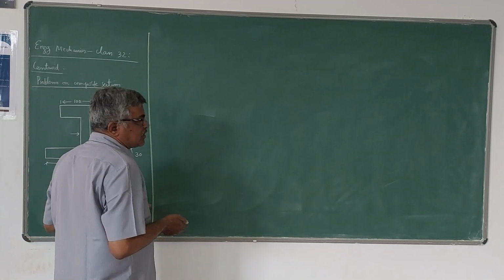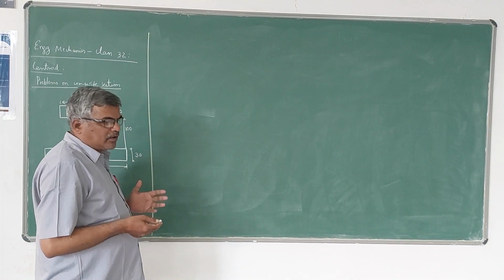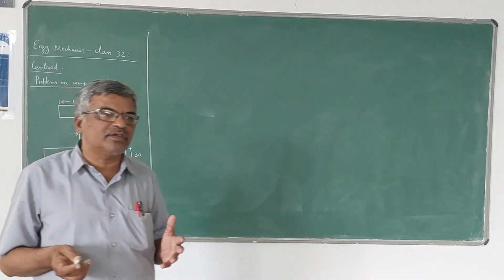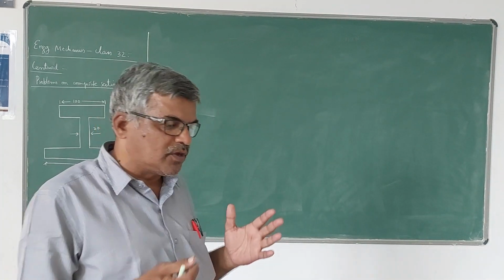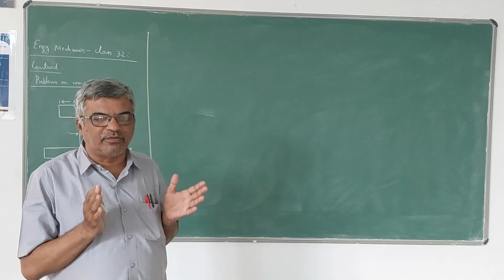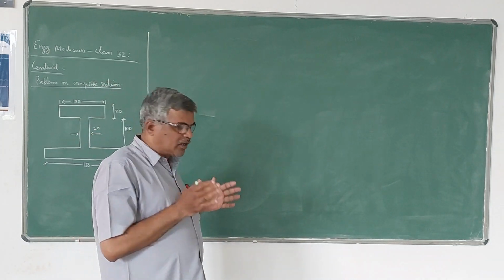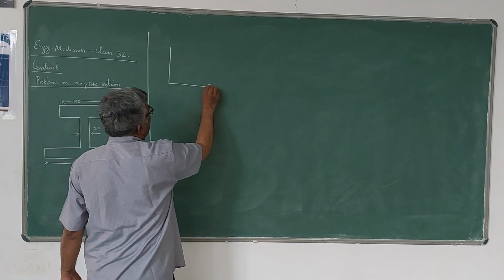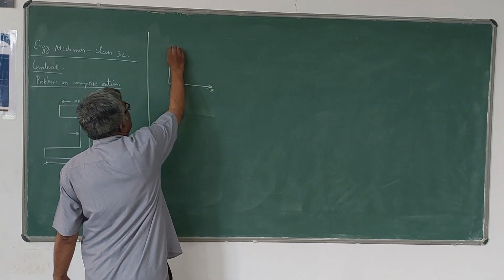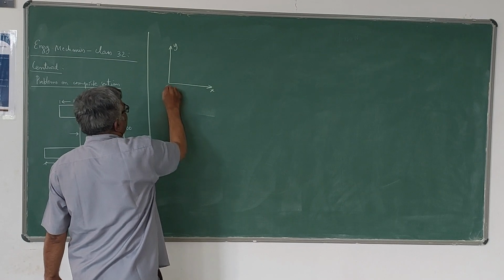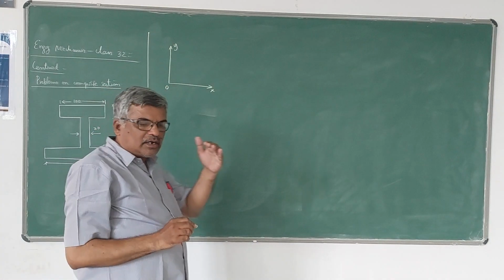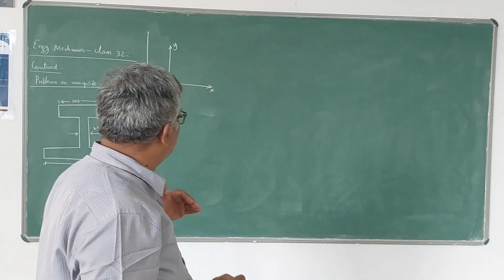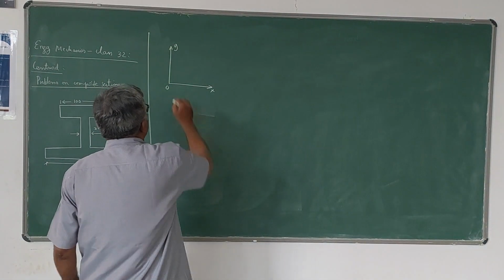Then after that, you have to fix some reference axes, x-axis and y-axis, because you need two coordinates to define the position of a centroid. So we have to use two different axes of reference, x and y axis. The horizontal distances are measured from the y-axis, and vertical distances are measured from the x-axis. So it is something like this.